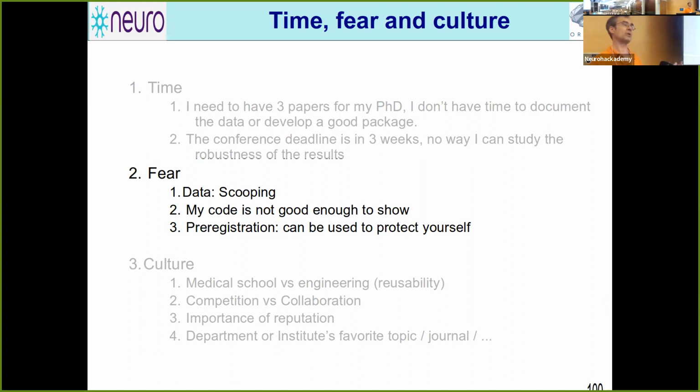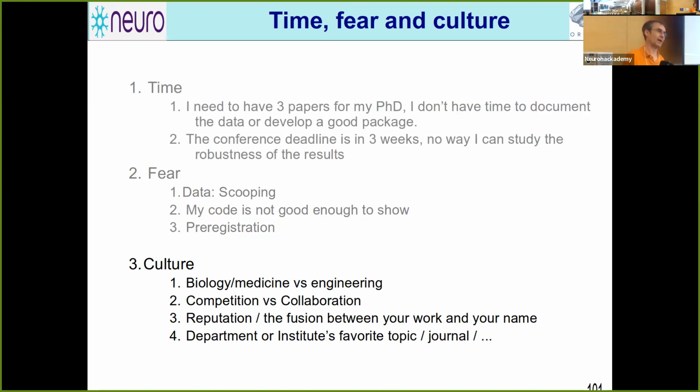And to some extent, you could think of pre-registration as a way of protecting yourself by putting the ideas that you have in the open already, such that they're going to be attributed to you. Or if they're not, it's going to be easy to say, hey, I had that idea in a pre-registration before, please cite this.